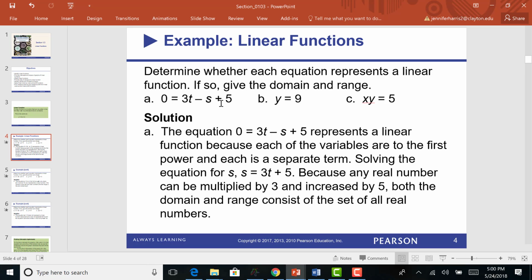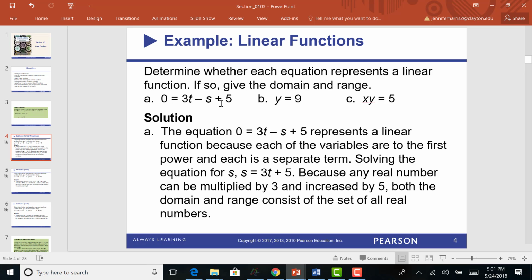All right, so we good with this? Domain, what we said domain was? All real numbers. And range? All real numbers. So for a linear function, is that always the case? Well, let's find out, because we have only done one equation. We have another equation to do.